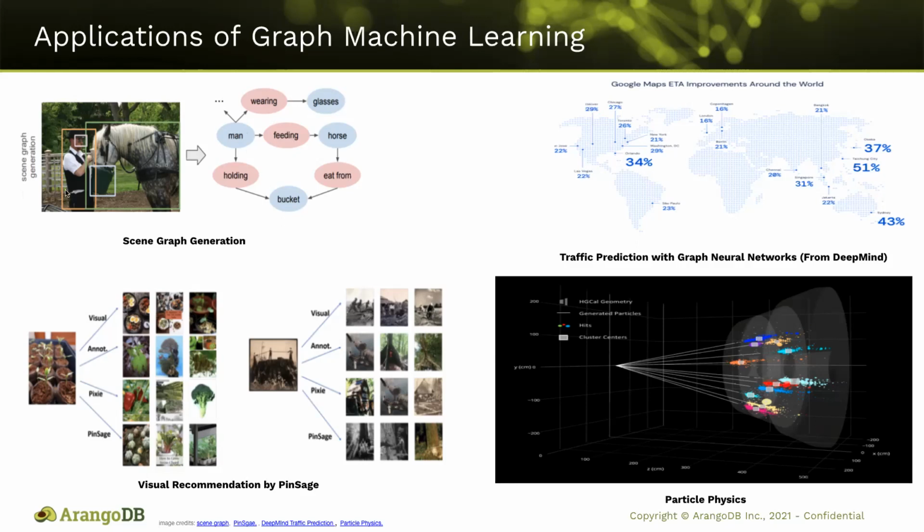Another area where graph machine learning has made an impact is traffic prediction. Researchers at DeepMind have partnered with the Google Maps team to improve the accuracy of real-time estimated times of arrival by up to 50% in multiple countries by using advanced machine learning techniques, including graph neural networks.